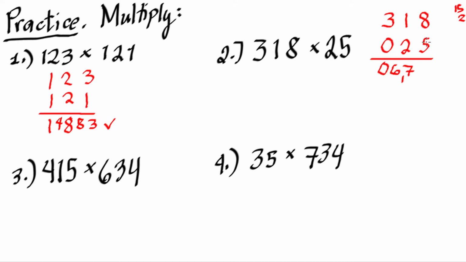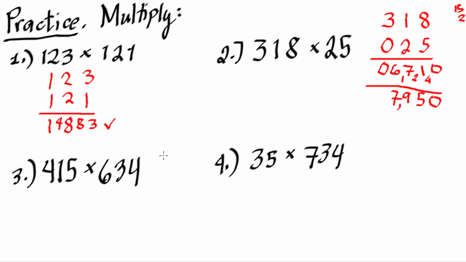Next is 1 times 5 plus 8 times 2. 1 times 5 is 5. 8 times 2 is 16. So 16 plus 5 is going to give us 21. Okay, and then 8 times 5 is going to give us 40. So this is going to be 4 and 0. And then we're going to clean the carries. This becomes 7. This becomes 9. This becomes 5 and 0. So the product of 318 times 25 is 7,950. Okay, hopefully you got that.